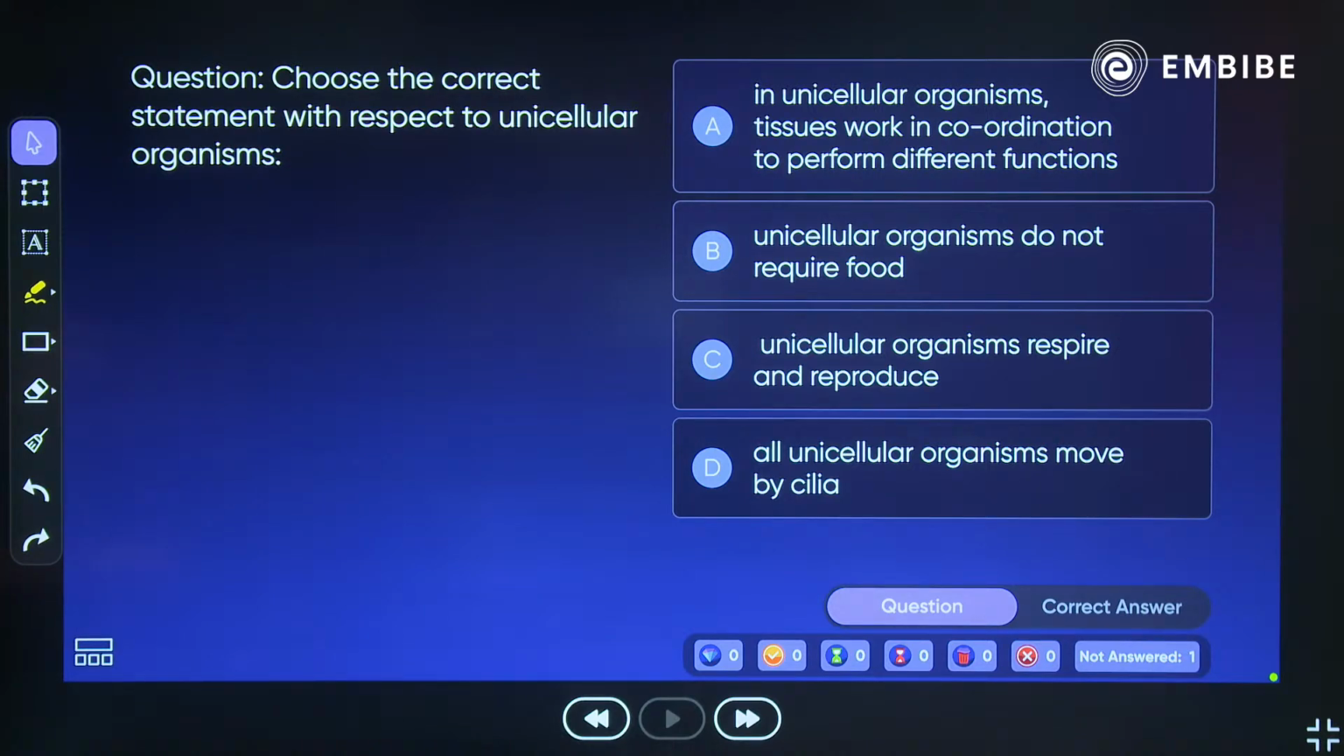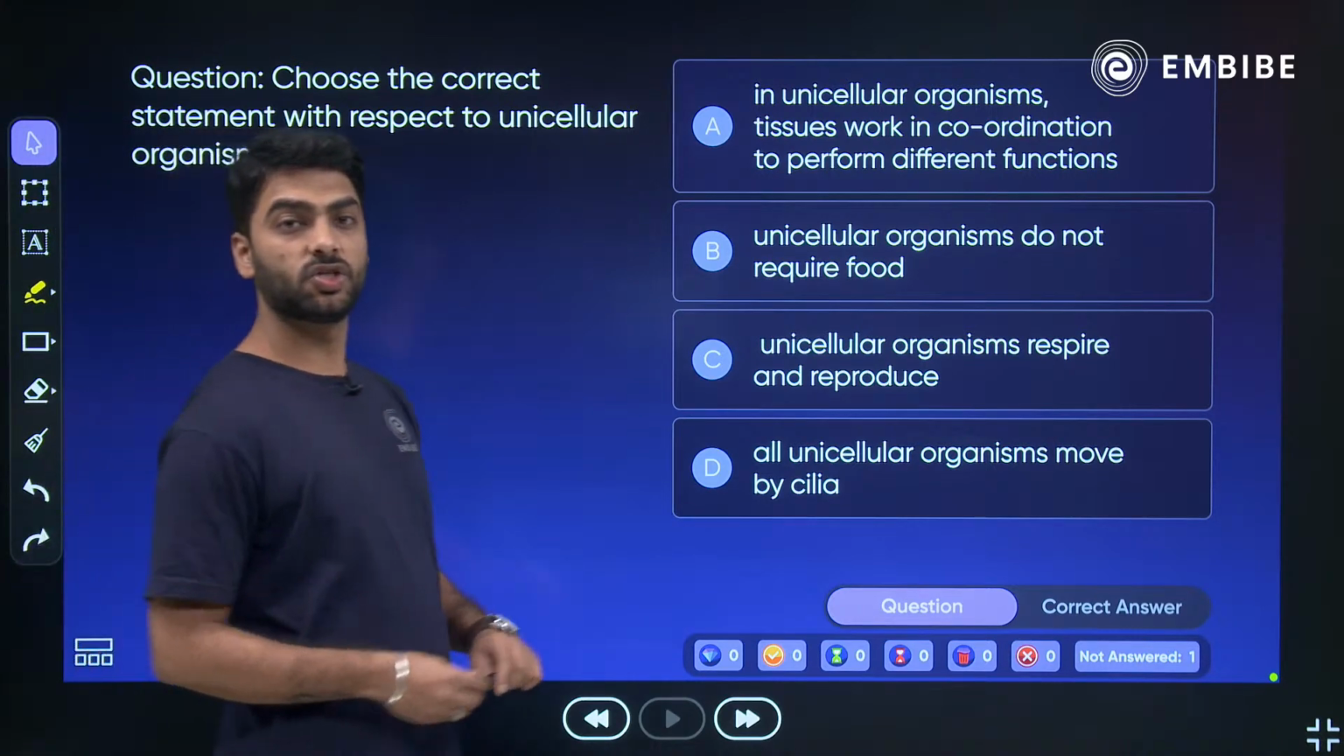Let's give 10 more seconds. Five, four, three, two, one.